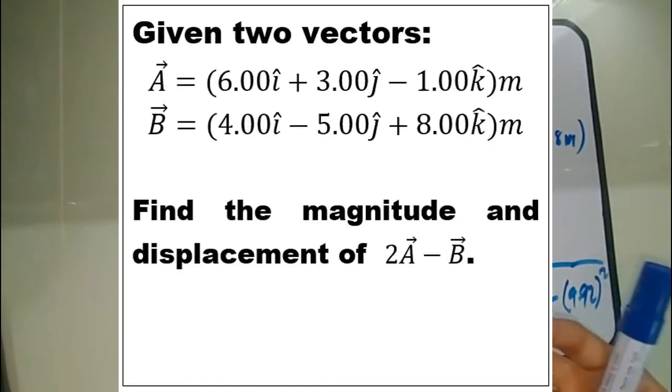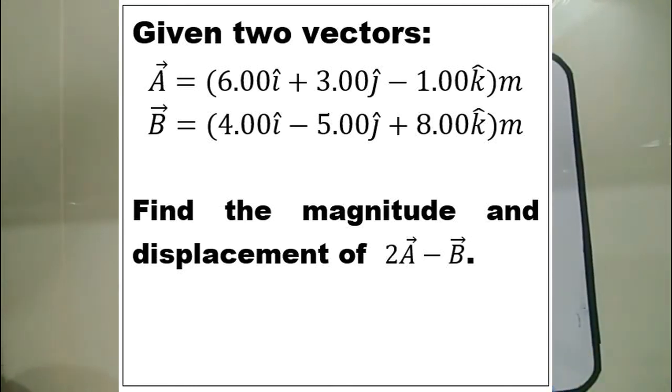So itong next na introduce ko sa inyo guys is what you call the unit vector. So yun yung unit vector guys. Yung unit vector is just a representation of your components. For example here, so given two vectors, a is 6i plus 3j minus k meters and b is 4i minus 5j plus 8k meters. Find the magnitude and direction of two vector a minus vector b.